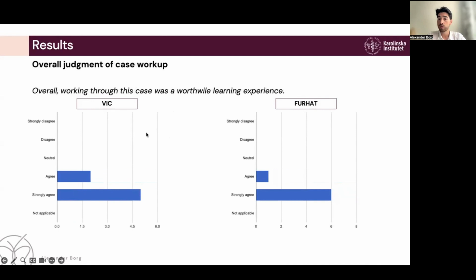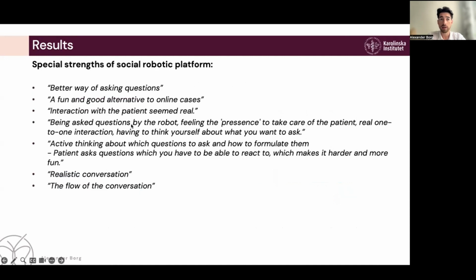The last question addressed was if students believed that the case was a worthwhile learning experience and the overall judgment of the case. And here we see a clear advantage of Furhat as compared with VIC, which we believe is very interesting. Students were also asked about special strengths of the social robotic platform and left some comments here.